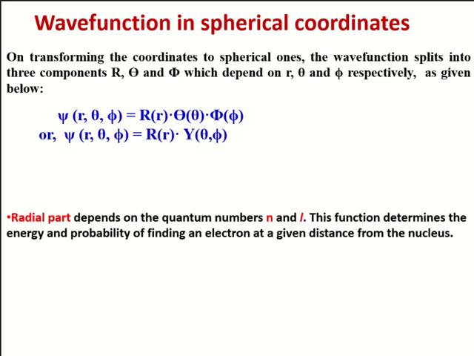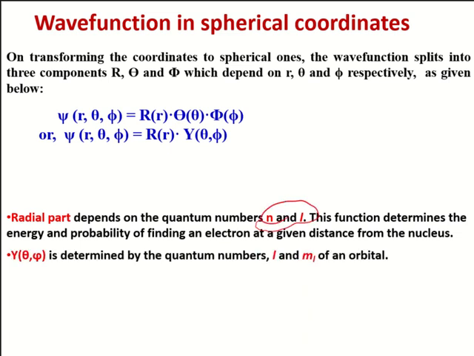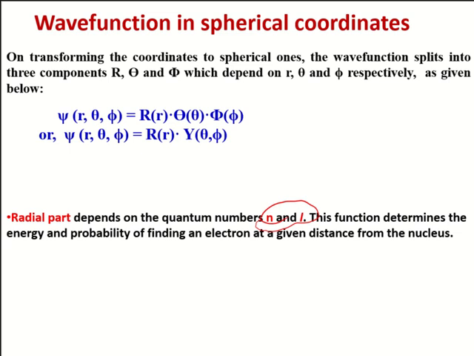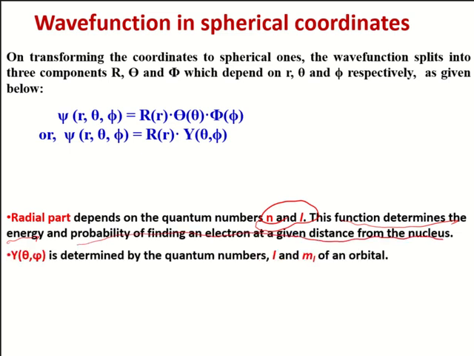So radial part depends on n and l, we have seen that. So it is crucial in determining the energy, probability of finding an electron at a given distance from the nucleus. The angular part will depend on l and ml, the quantum numbers.